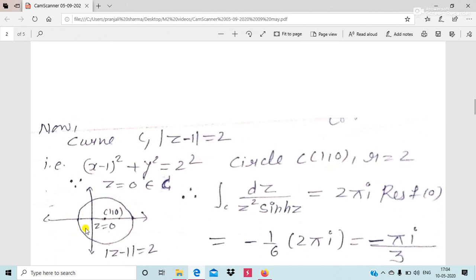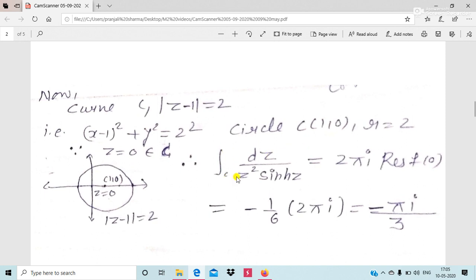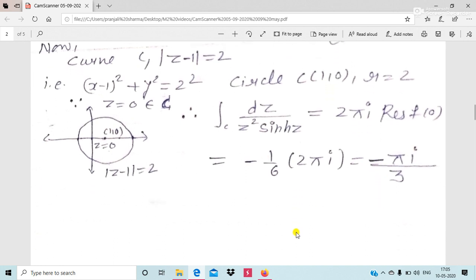So this is the circle, and we have the only pole at z = 0, which is inside the circle. Therefore we can apply the residue theorem, and the residue theorem says that the integration of f(z) dz along the curve C is equal to 2 pi i into the sum of internal residues. We have only one internal residue at z = 0. So it will be 2 pi i into the residue of f at 0, which has been already calculated. It is minus 1 by 6. So the result is 2 pi i into minus 1 by 6, which is equal to minus pi by 3. So this is our first question.